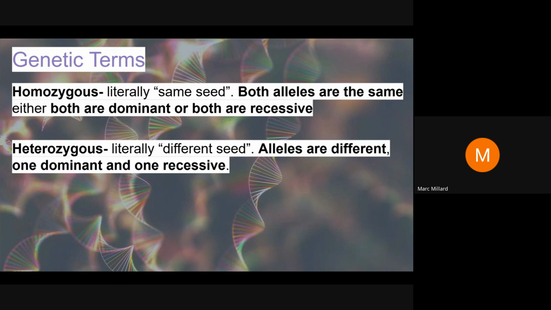When we look at alleles, we'll see ones that are either homozygous or heterozygous. Homozygous literally means same seed. So that means both alleles would be the same. Either both are dominant or both are recessive. For example, they might be both big R, or both little r. Heterozygous literally means different seeds. So the alleles are different. One dominant, one recessive. So one big R, one little r, if we were going to use the letter R to represent our alleles.